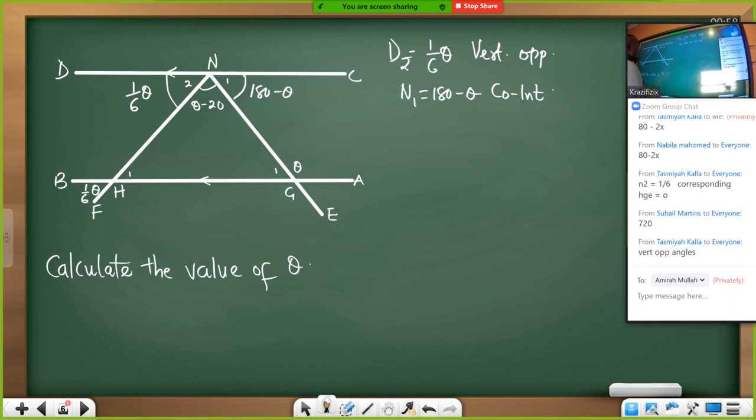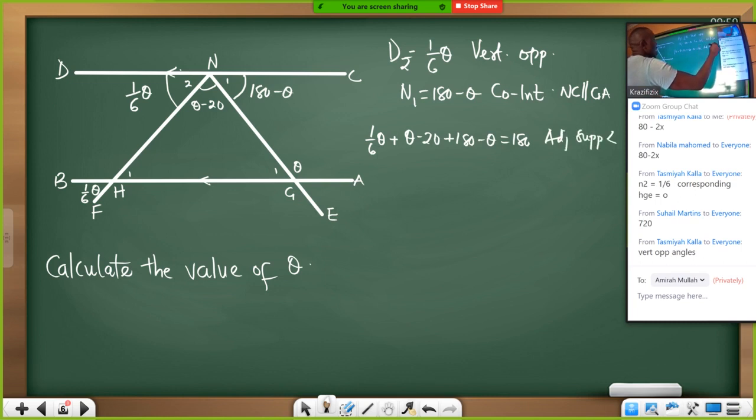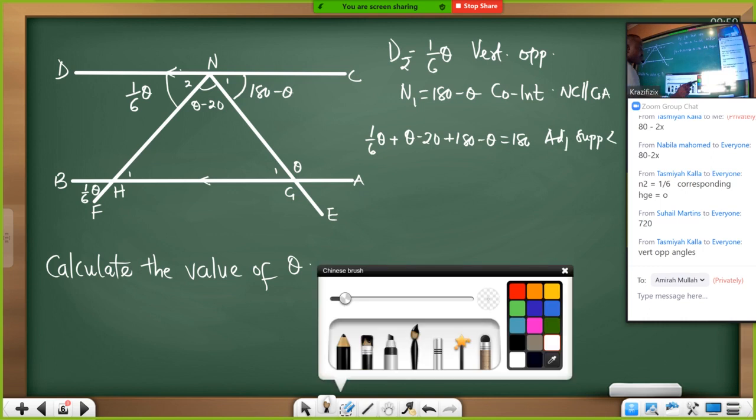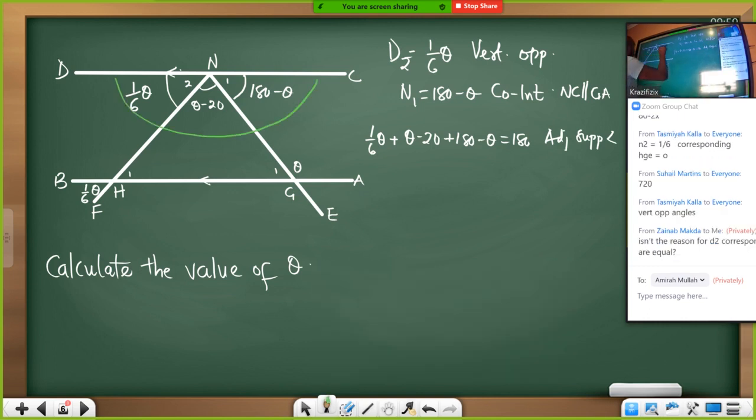I'll try to use another method. Hopefully time would allow us. Co-interior because NC is parallel to GA, or you can use BA. We're told that those lines are parallel. Can we then say that 1/6 theta plus theta minus 20 plus 180 minus theta equals 180? Adjacent supplementary angles. This whole thing here should be equal to 180. Remember, this is just one of the methods.